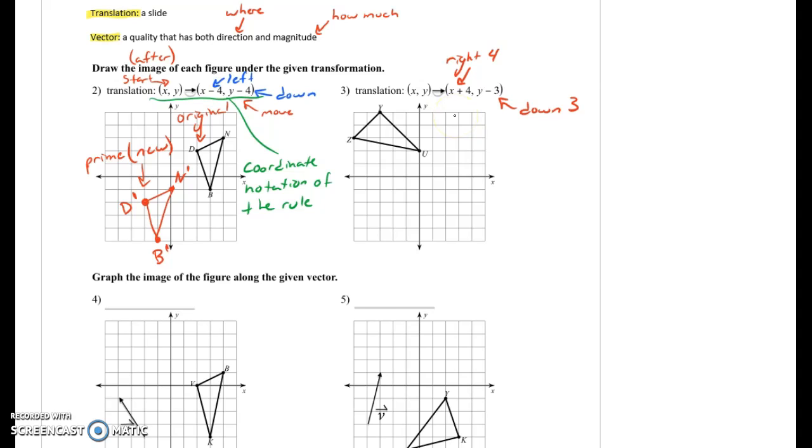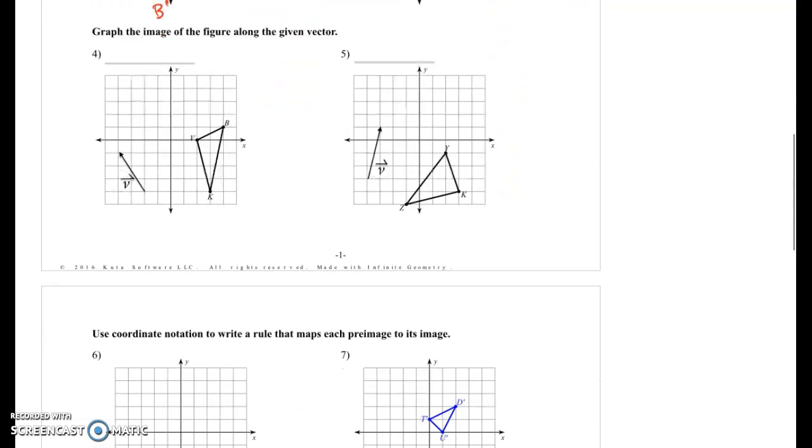It tells us right 4 and then down 3. So we get this image right here. This is what we get. Image, pre-image. Okay, let's move on to 4 and 5.